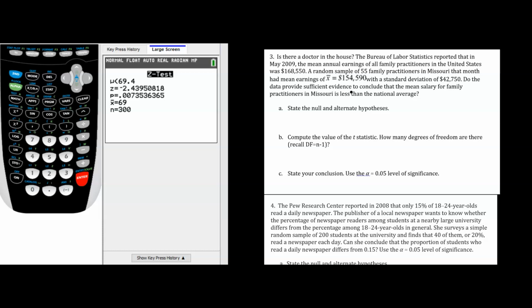Do the data provide sufficient evidence to conclude that the mean salary for family practitioners in Missouri is less than the national average? Okay, so this is going to be a hypothesis test. It's not completely evident maybe at first, but as you glance through the problem, you see that they're asking us for hypotheses. They're kind of just breaking it down for us, and then they give us that significance level at the very end. So we're going to set up some hypotheses, and we have to decide, is this going to be a hypothesis test involving means or proportions? But look for the key words in here, especially at that last statement, that last question, again, a lot of time reveals exactly what we're working with.